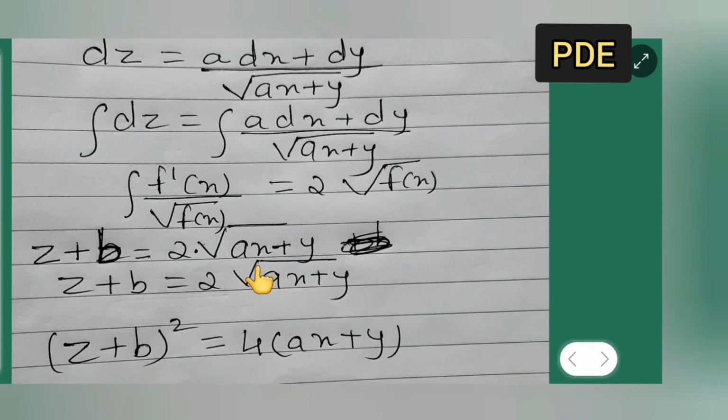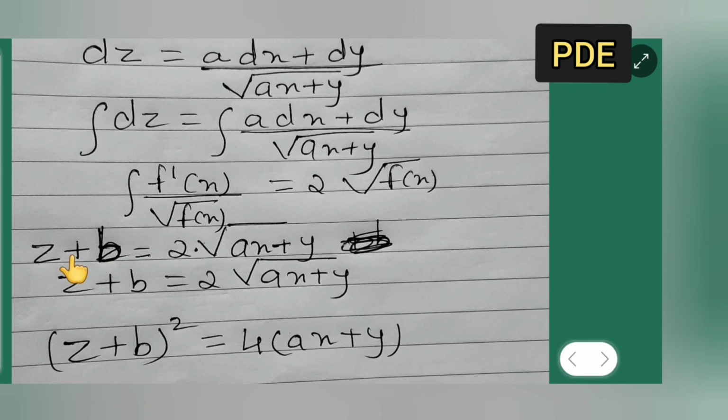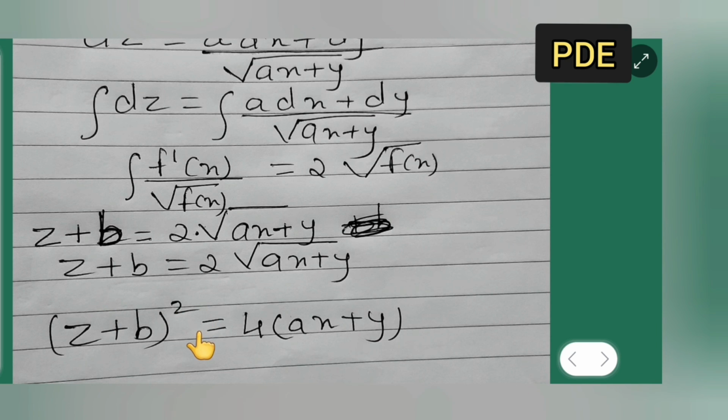And then finally what you all are going to get is z plus b, which is a constant. If you integrate this, is equal to what is the integral? Use this formula, 2 into root of ax plus y. Okay. So what you all have to do is put root on both the side, or square. What you all are going to get? Z plus b the whole square. Square on both the side. I am squaring on both the side.